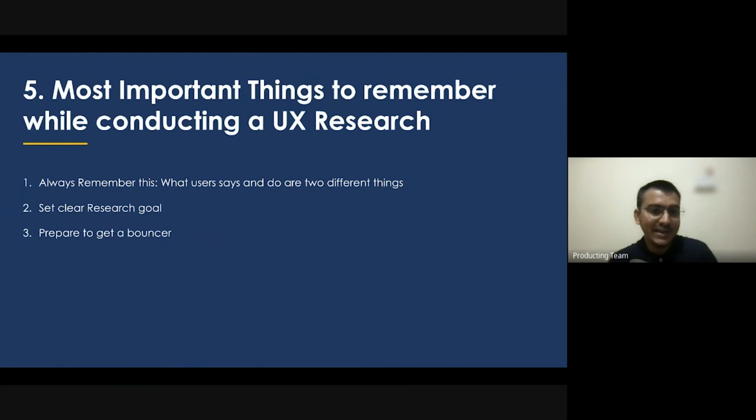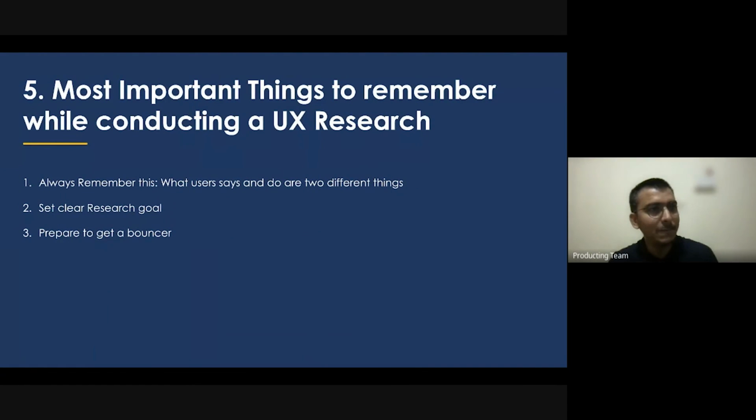Prepare to get a bouncer. Okay, so this is a cricket word. In cricket, when a bowler gives you a bouncer, which goes over your head, it's unplayable, almost unplayable.